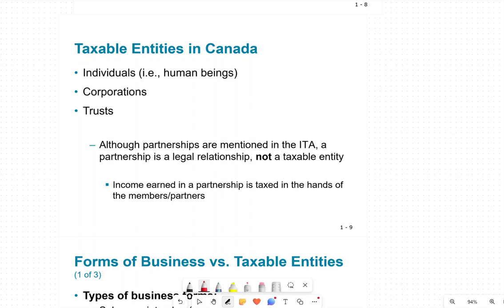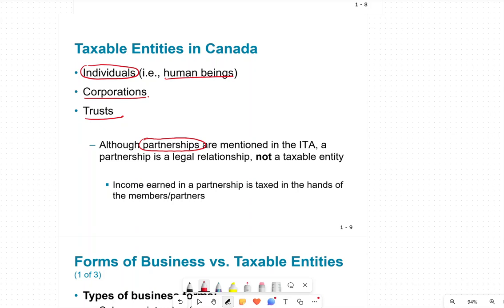When we think of taxable entities in Canada, who are they? Individuals means you and me. We are human beings, and we pay taxes. Corporations pay taxes. Trusts pay taxes. When we think of a trust, we go to a partnership. A partnership is when you go into a business together, more than one person.